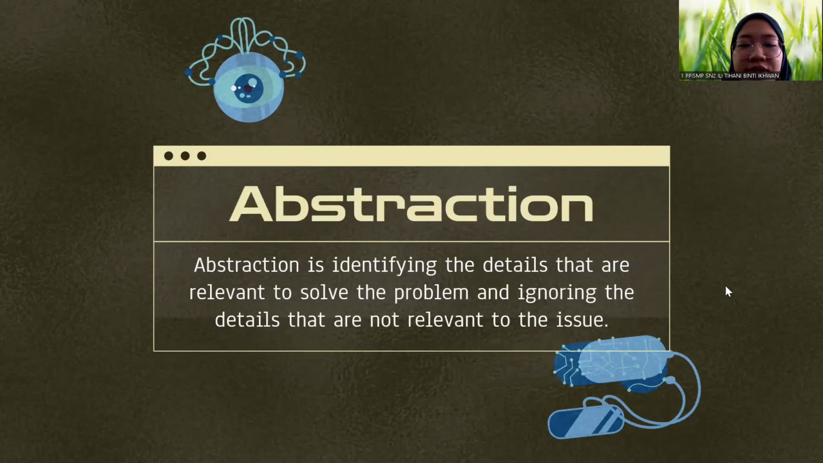The third one is abstraction. Abstraction is identifying the details that are relevant to solve the problem and ignoring the details that are not relevant to the issue. So, while creating the game, abstraction is when I do the coding. I ignore the coding that is not involved in my project and focus on coding that must be included in the game.